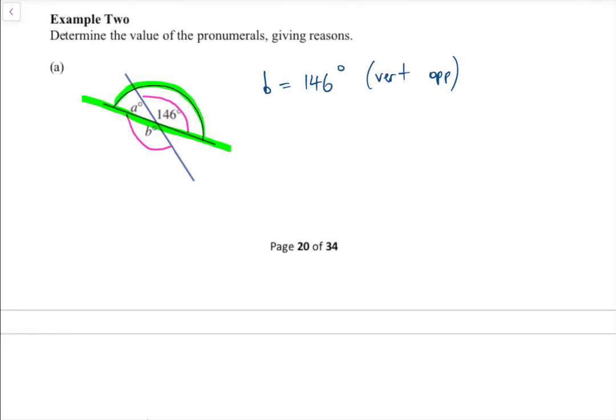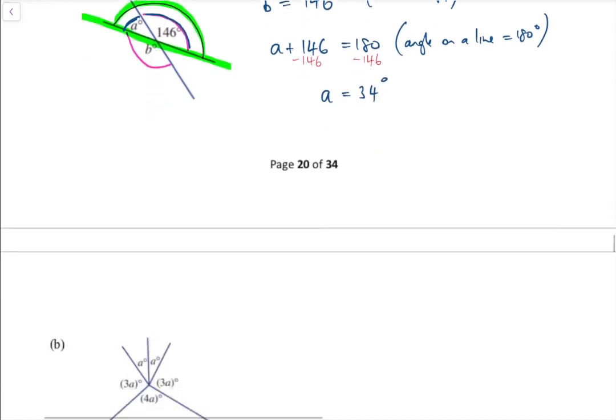So I could say that the angle A and the angle 146 adds up to 180 degrees. Angle on a line equals 180 degrees. Let's minus 146 from both sides. And when I do that, I get A equals 34 degrees. And there's my answer.